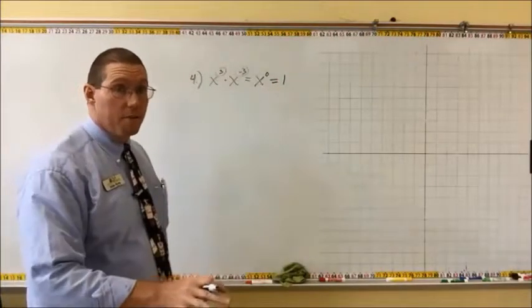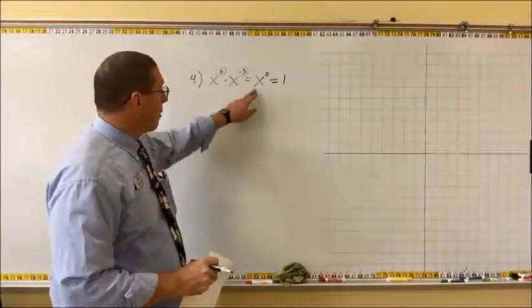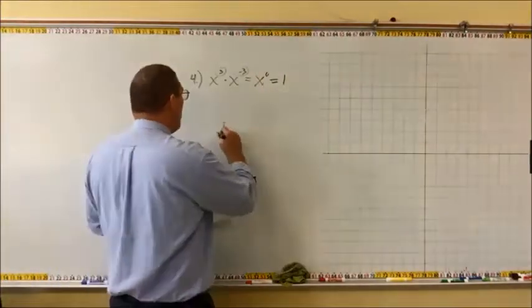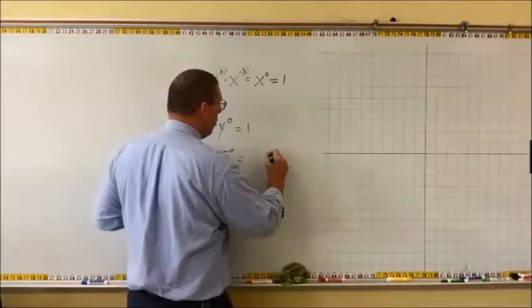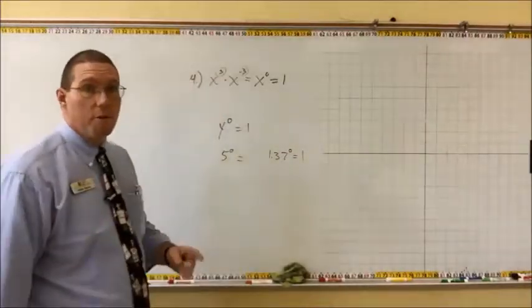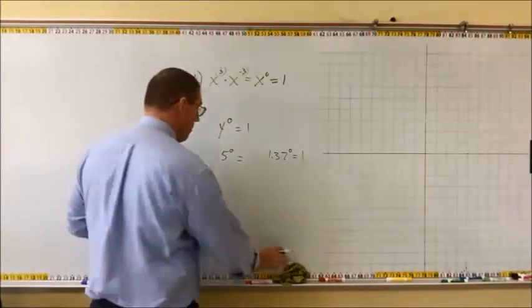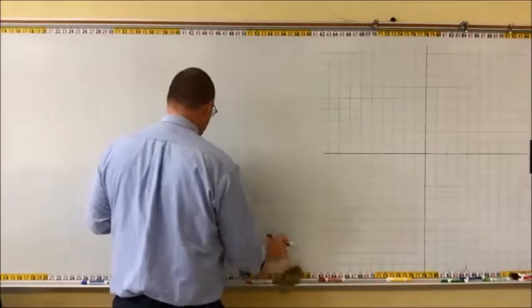If you stopped at x to the 0, I gave you half points because you're halfway done. x to the 0 is equal to 1. y to the 0 equals 1. 5 to the 0 equals 1. 1.37 to the 0 power equals 1. Anything to the 0 power equals 1. Okay, all right. Moving on.